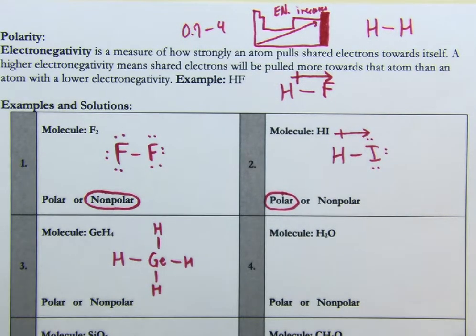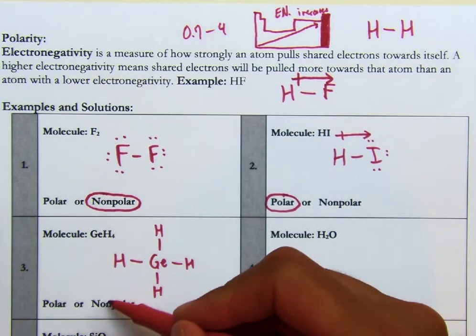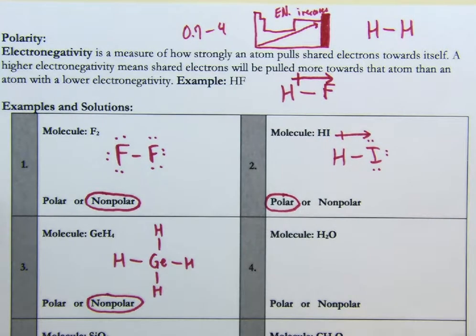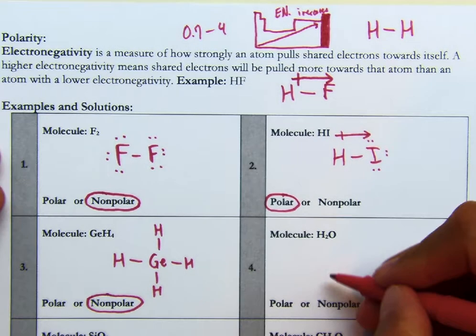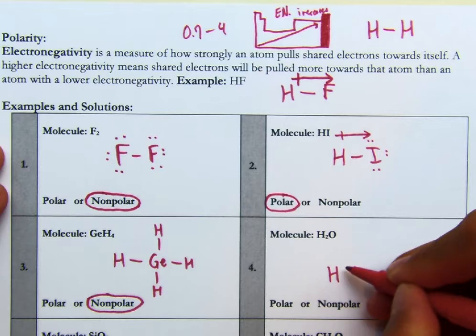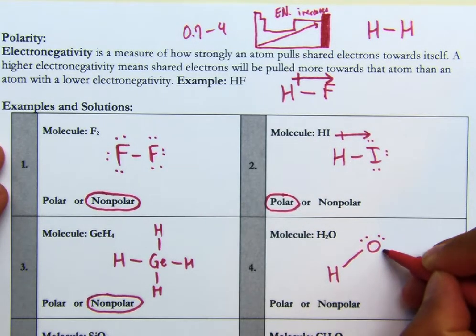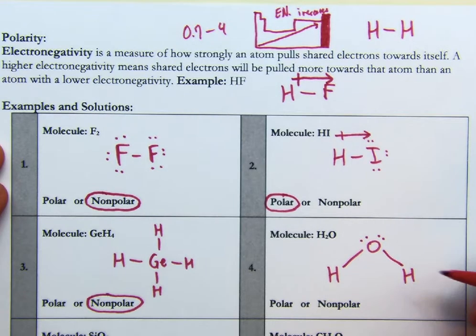Okay, all of the sides would be the same. And because all of them would be the same, that is a nonpolar molecule. Okay, now H2O, we have hydrogen bonded to oxygen, which has lone pairs, and then we have hydrogen.